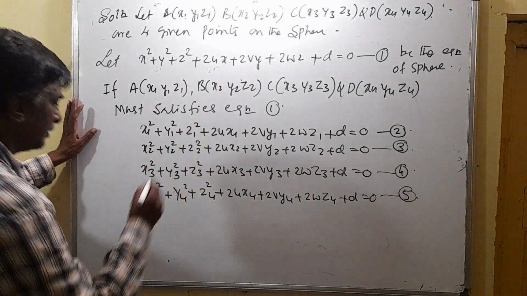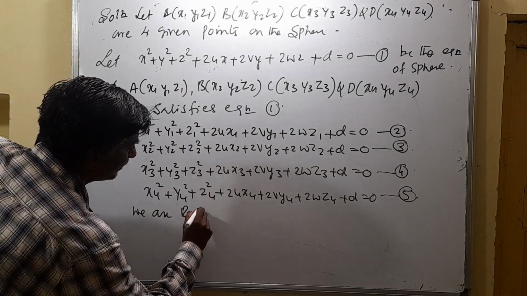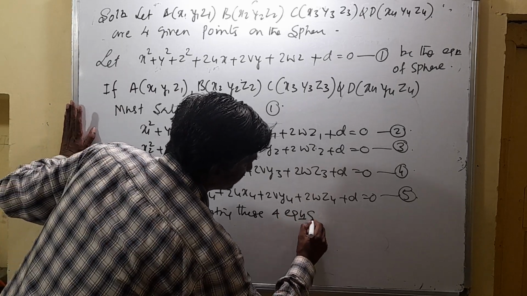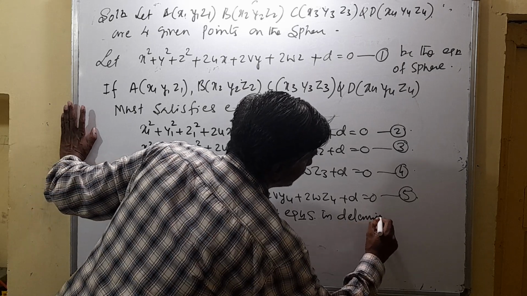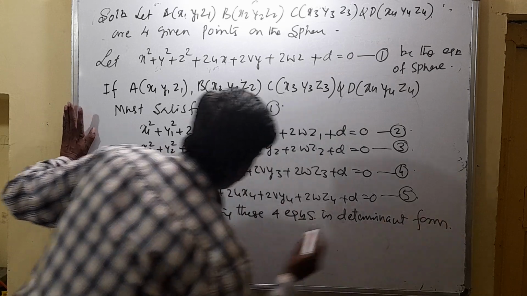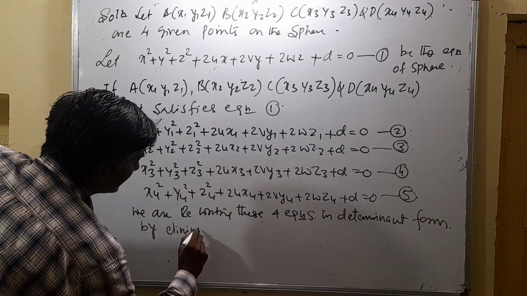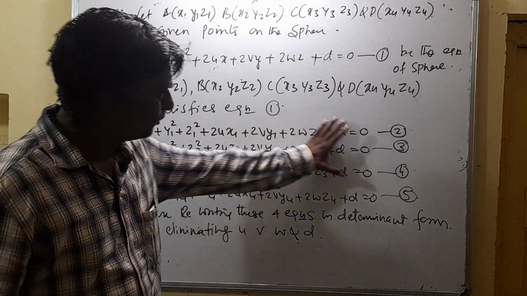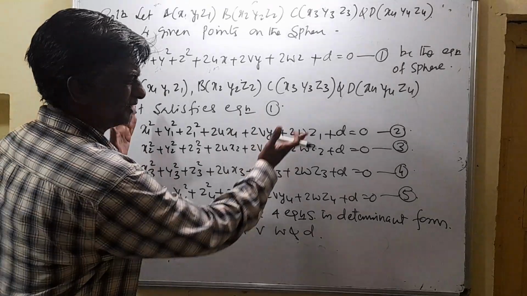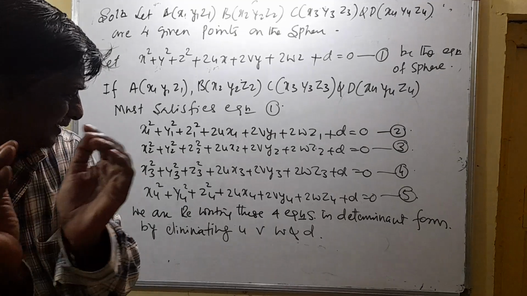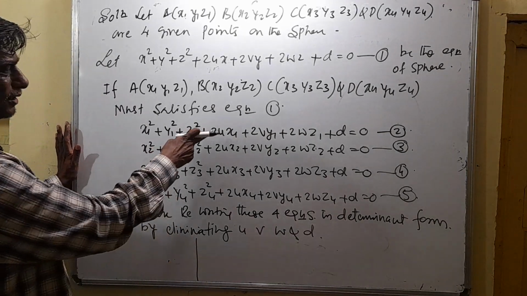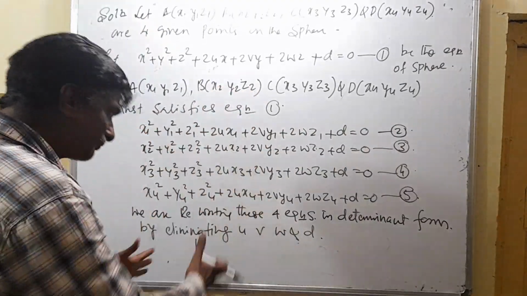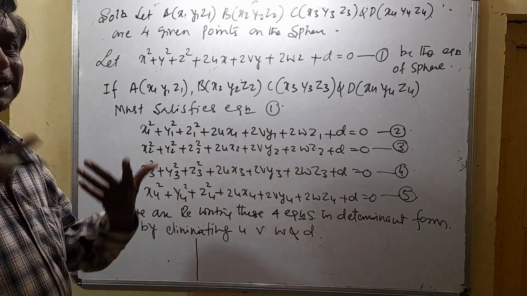Okay, then we are rewriting these 5 equations in determinant form by eliminating u, v, w and d. I am writing this whole in determinant form. This is very lengthy. I will make it compact, very simple, by eliminating, means those are common, u common, v common, w common, d common. After eliminating, I will write one determinant. That is nothing but the equation of sphere.